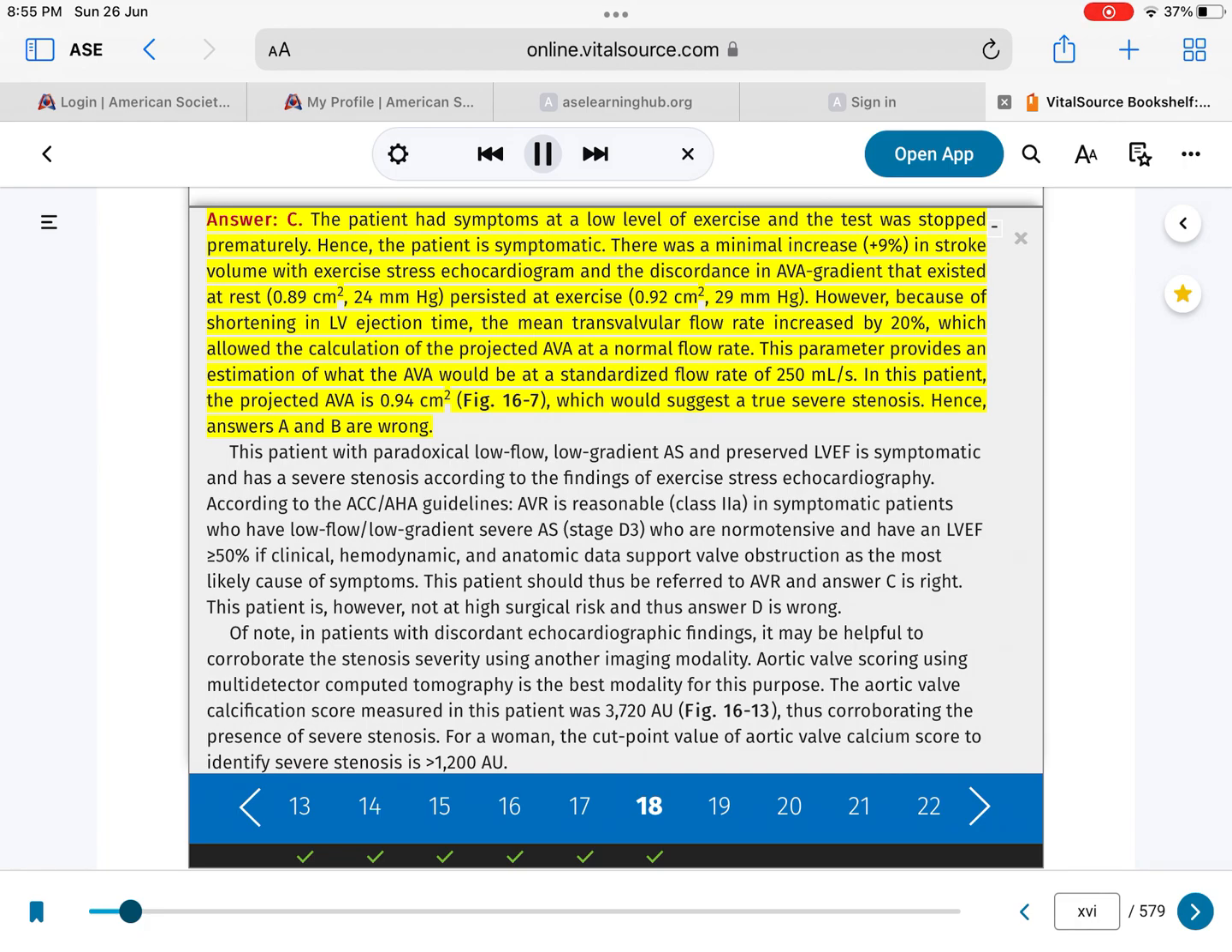However, because of shortening in LV ejection time, the mean transvalvular flow rate increased by 20%, which allowed the calculation of the projected AVA at a normal flow rate. This parameter provides an estimation of what the AVA would be at a standardized flow rate of 250 mL/s. In this patient, the projected AVA is 0.94 square centimeters, figure 16.7, which would suggest a true severe stenosis. Hence, answers A and B are wrong.